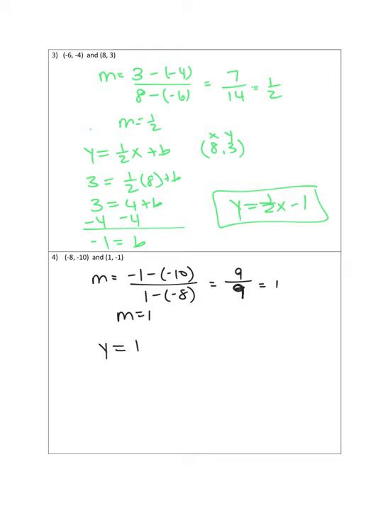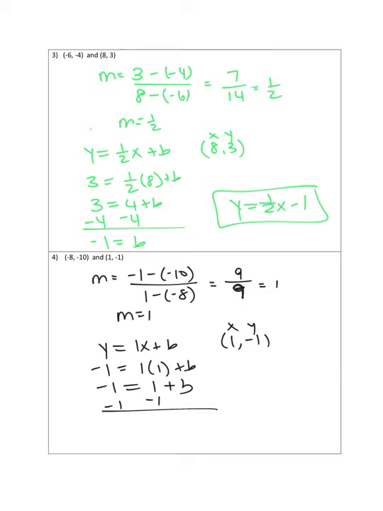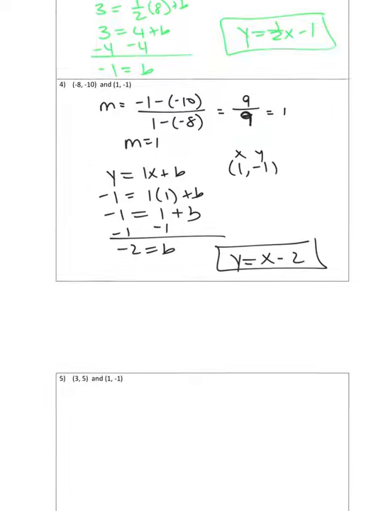I go into y equals mx plus b. I plugged in my m as 1. I'm going to plug in 1 and negative 1 for x and y. So I have negative 1 equals 1 times 1 plus b. When I subtract the 1 over, I get negative 2 for my y-intercept. So y equals 1x, or just x minus 2. All right, moving on. Number 5, slope.